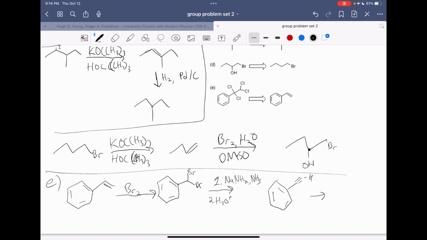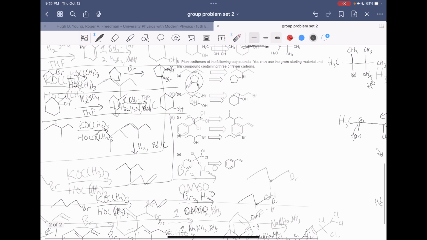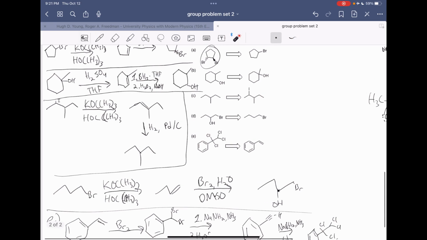So then we'll use NaNH2, NH3, and then Cl2 for our halogen this time. We could have used it for the first step, but just chose something else. And then we'll be left with this benzene ring. Yeah, that's everything.